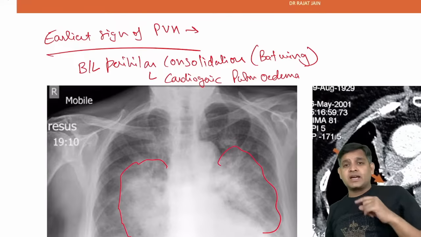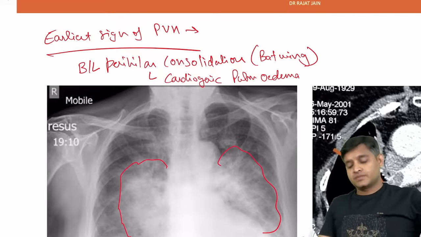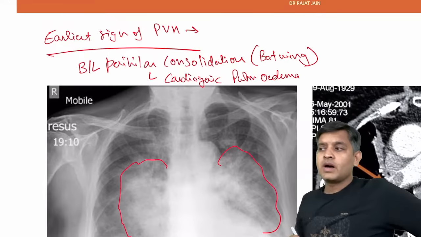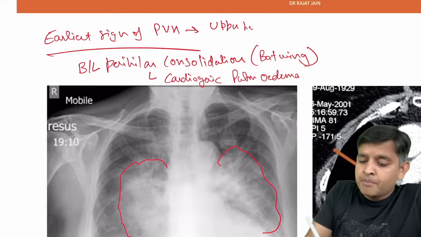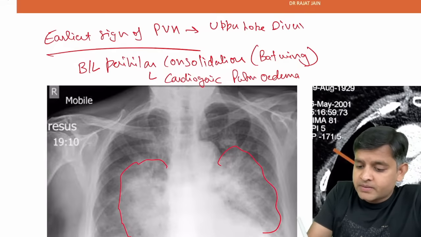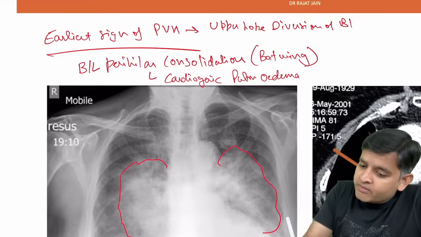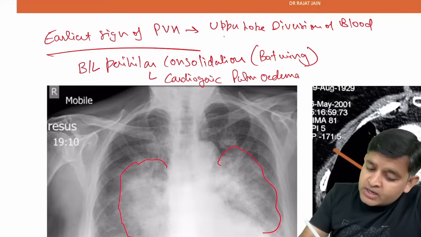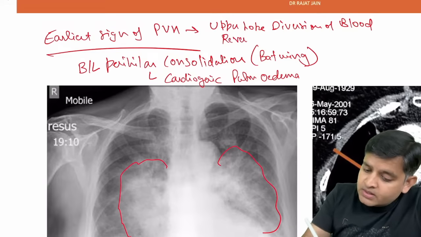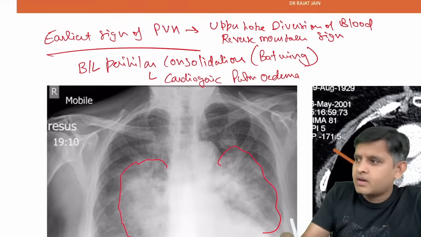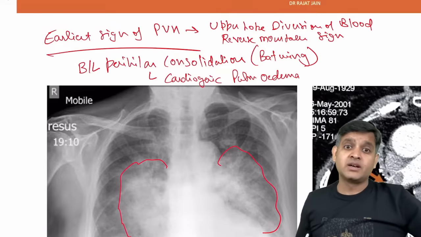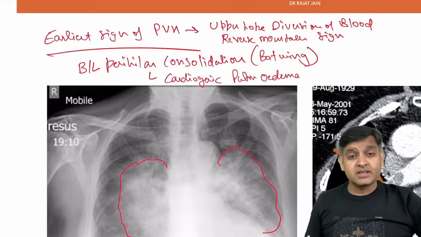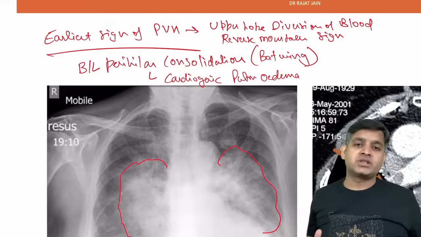What is the earliest sign of pulmonary venous hypertension? Upper lobe diversion of the blood, which is called the reverse mustache sign. Bat wing is not the earliest sign. The earliest sign is upper lobe diversion of the blood.